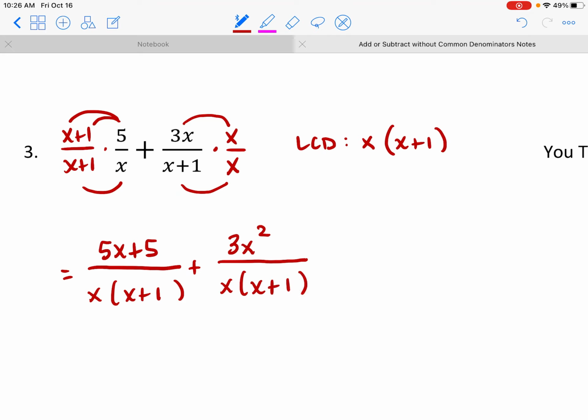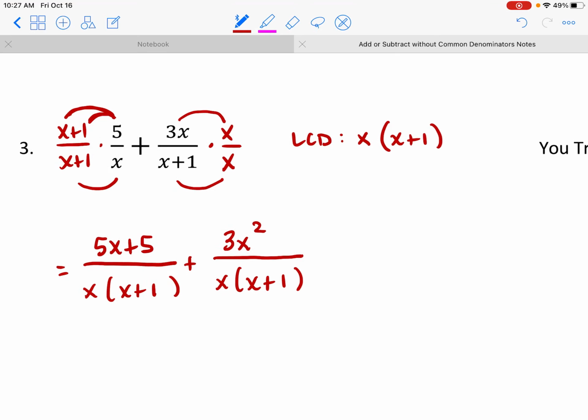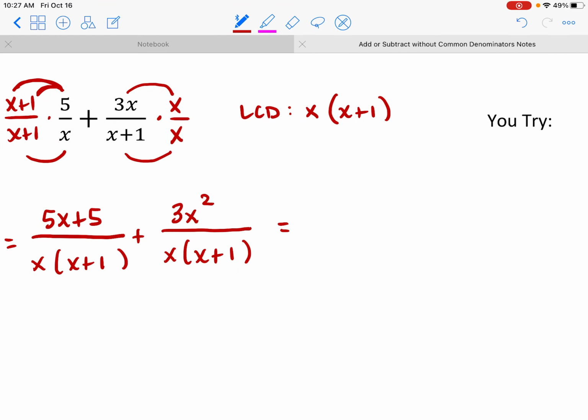Now in the numerator I decided to distribute the 5 to the x and the plus 1 because I'm going to try to combine the like terms from the numerator. In the bottom I chose not to distribute because ultimately we're going to be trying to get to one fraction that we want to factor and reduce if that's possible. So I have to be able to combine like terms from the numerators. I want to distribute there, but I want to leave the bottom in factored form because eventually I'm going to need to simplify.